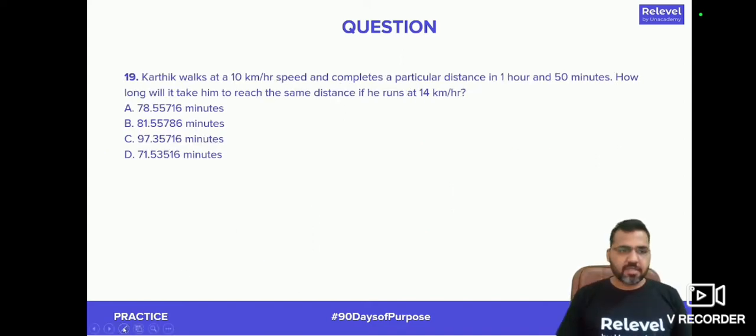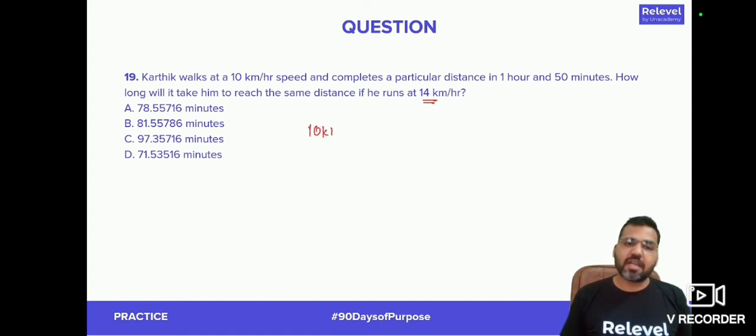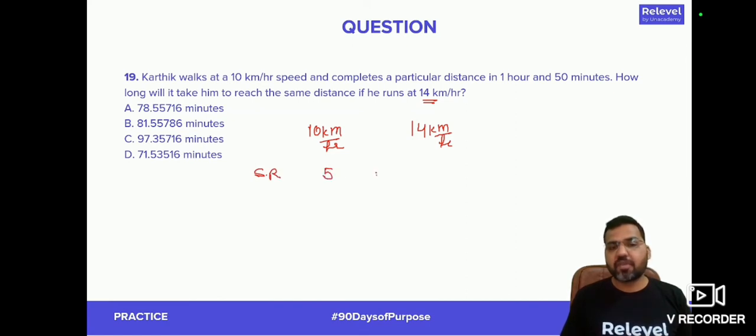Guys, here is question number 19. Karthik walks at a 10 km per hour speed and completes a particular distance in 1 hour 50 minutes. How long will it take him to cover the same distance if he runs at 14 km per hour? So guys, firstly, Karthik is moving at a speed of 10 km per hour. Then this speed is changed to 14 km per hour. You can see that the speed ratio is 5:7. And because the same distance is supposed to be traveled, distance is constant. So can I say the time ratio would be 7:5?